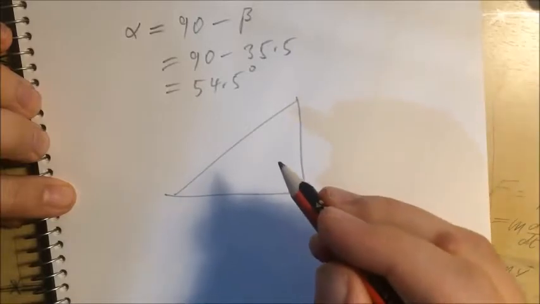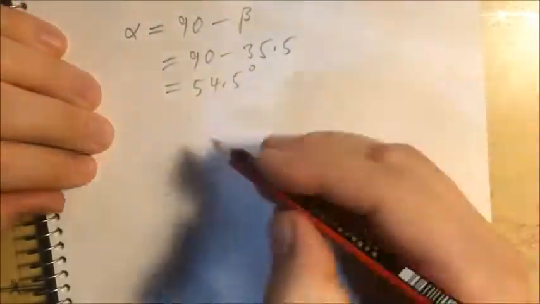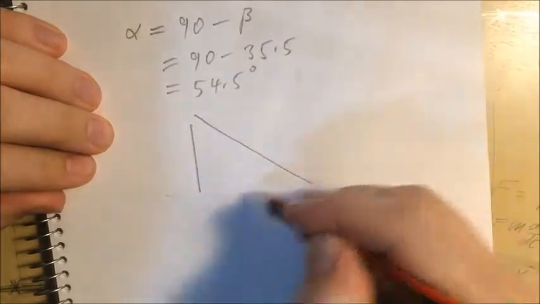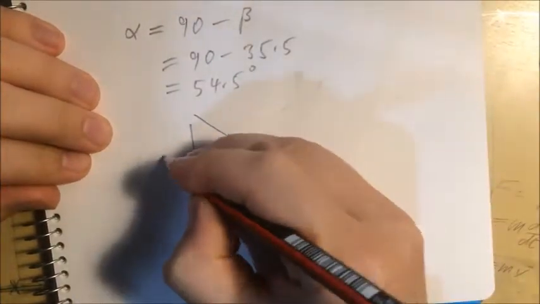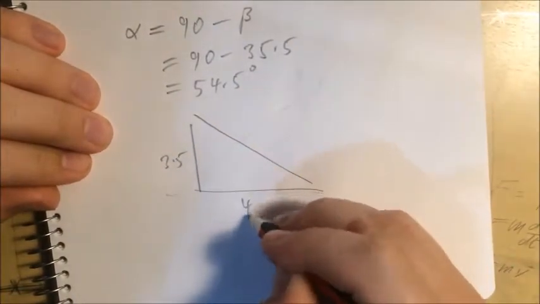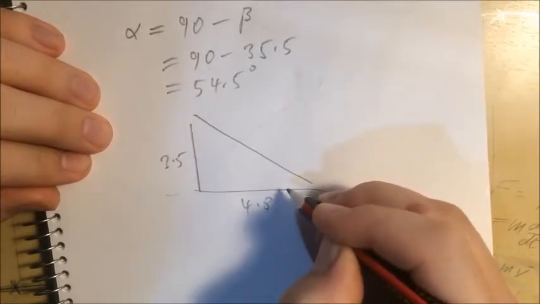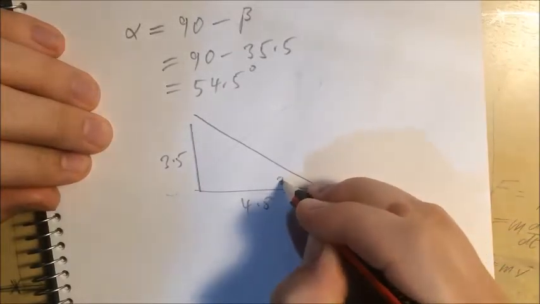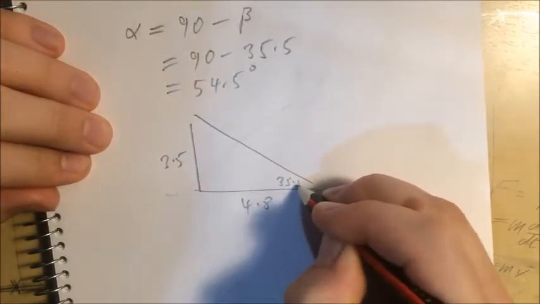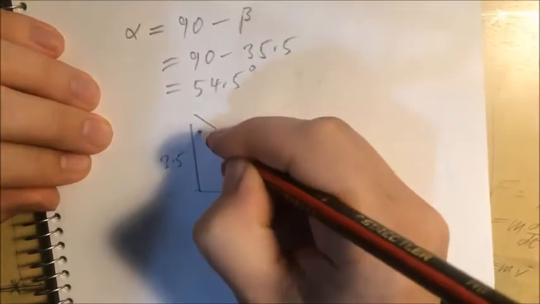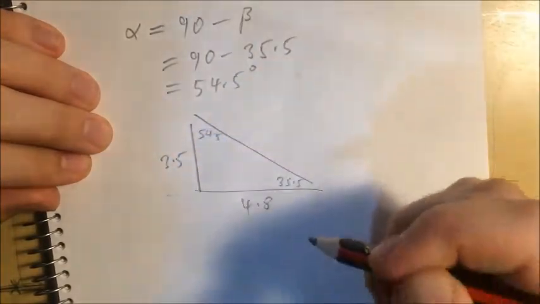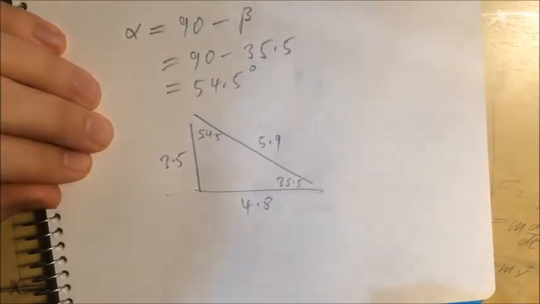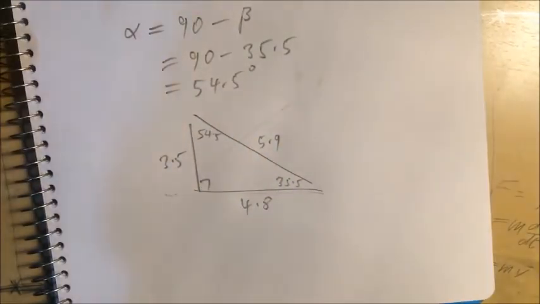So we've got, it'd help if I drew it the right way. Alright, so here, this turns into 3.5, 4.8, 35.5, 54.5, and 5.9. We know everything about the triangle. Done.